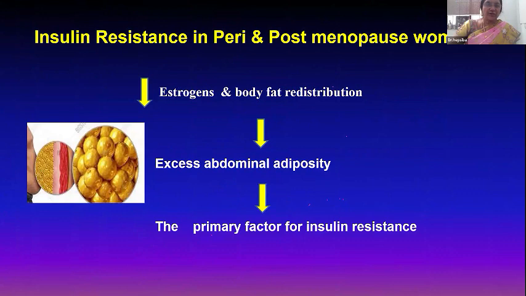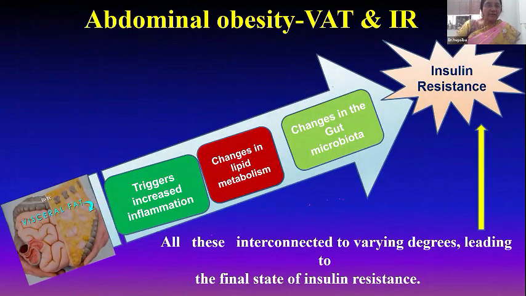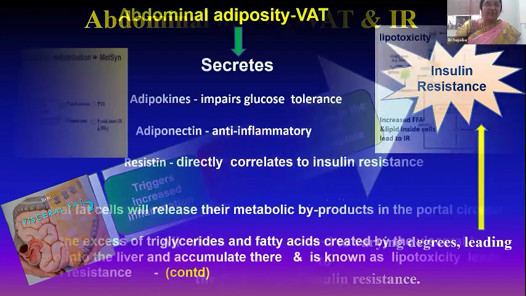Reduced estrogen causes fat redistribution, that is an abnormal adiposity, that is visceral fat, VAT, and this is the primary factor for insulin resistance. So when we look at it, the visceral fat triggers increased inflammation, causes changes in lipid metabolism, and changes in the gut microbiota, resulting in insulin resistance. All these things are interrelated, and the final state of insulin resistance develops.